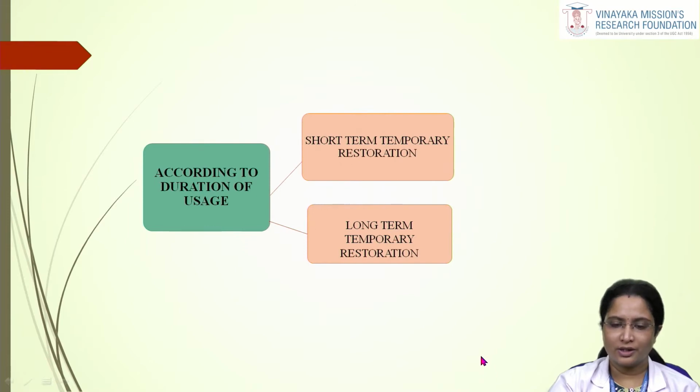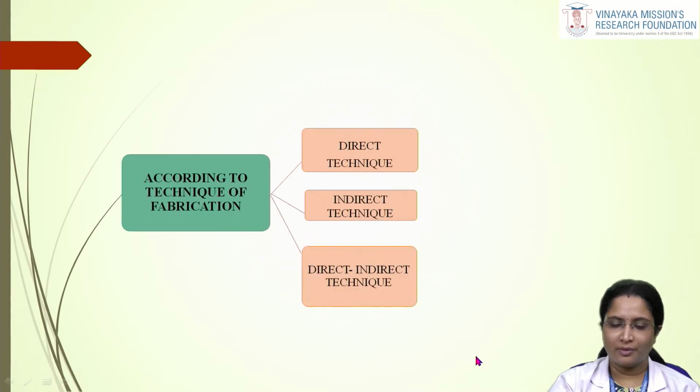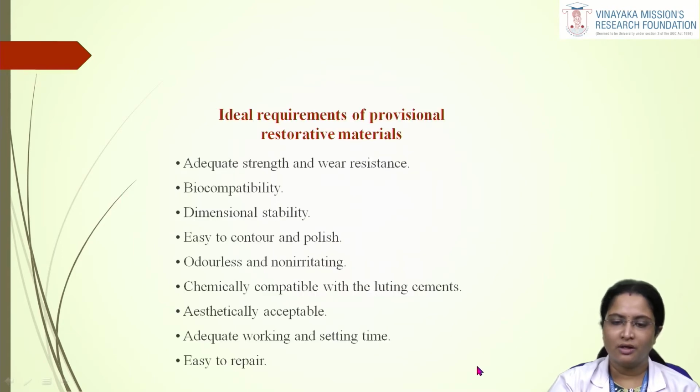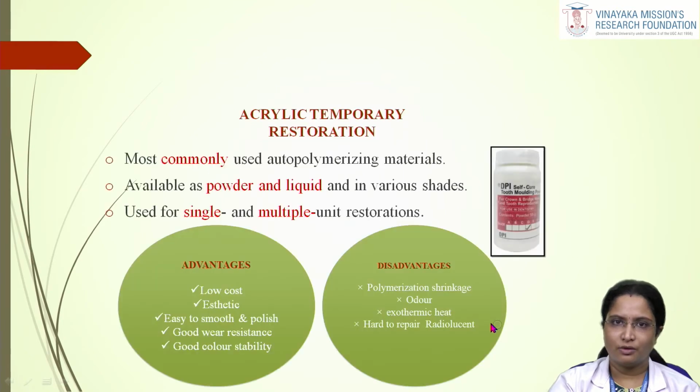According to the duration of usage, it can be short term or long term provisional restorative material. According to the technique of fabrication, it will be classified as direct technique, indirect technique, and direct-indirect technique, which is a combination. Requirements of a provisional restorative material: it should have adequate strength, wear resistance, biocompatibility, dimensional stability, and it should be easy to contour and polish. It should be odorless and compatible with the luting cements. It should have ideal aesthetic properties, appropriate working and setting time, and it should also be easy to repair.